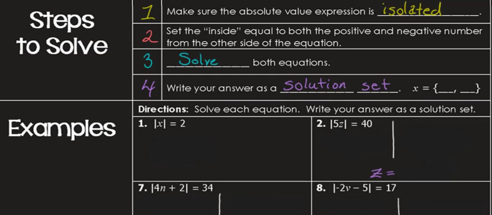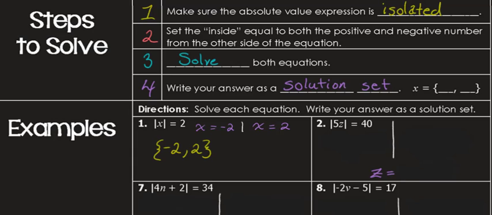I set x equal to -2 and x equals +2. They are already solved. So x equals -2, comma, +2.